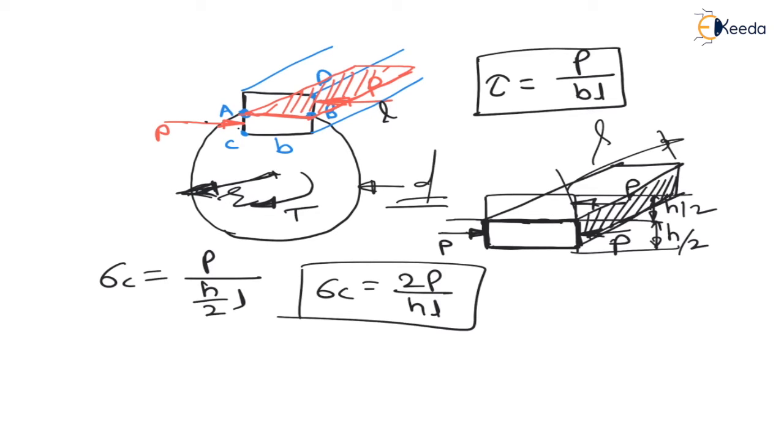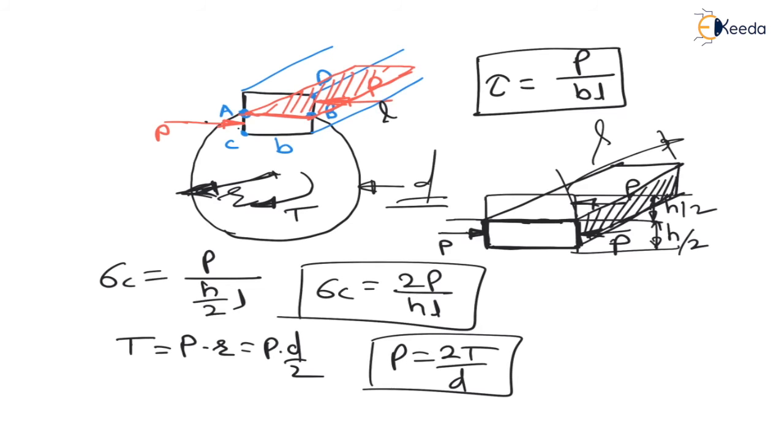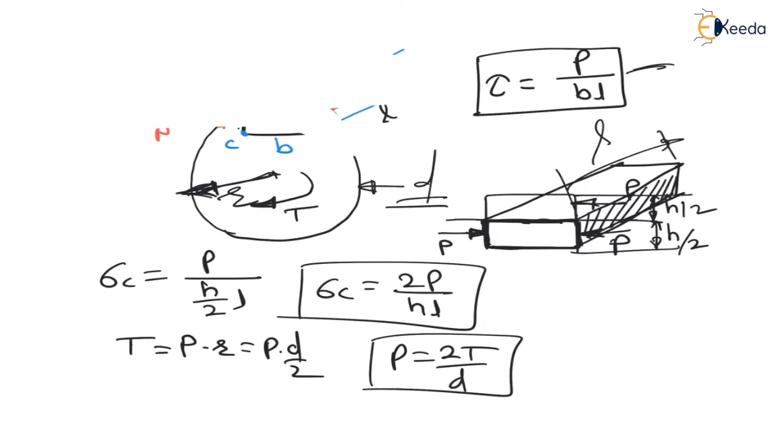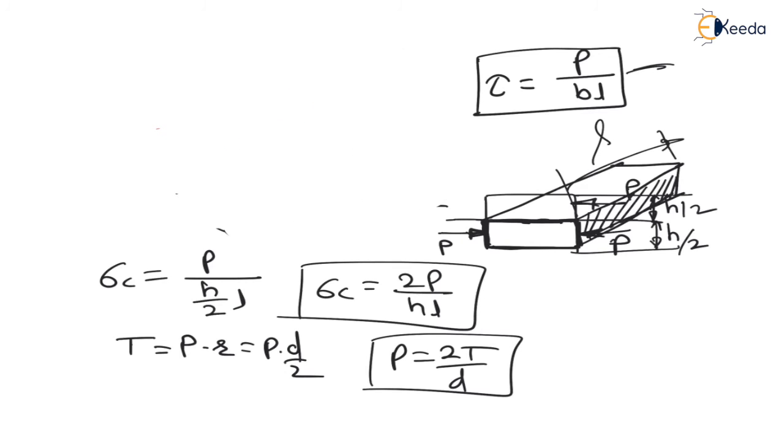Torque is equal to force into radius, which is nothing but P into D by 2, where D is the diameter. Therefore, the force P is equal to 2T divided by D. Now put this P equal to 2T divided by D in the shear stress equation and the crushing equation.